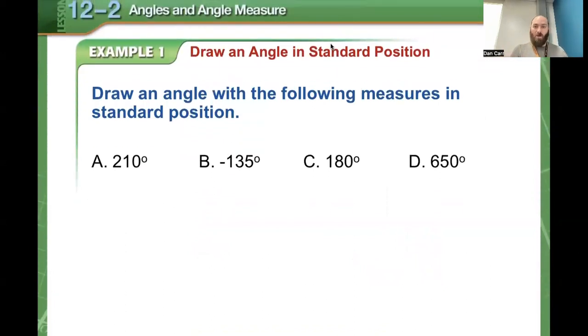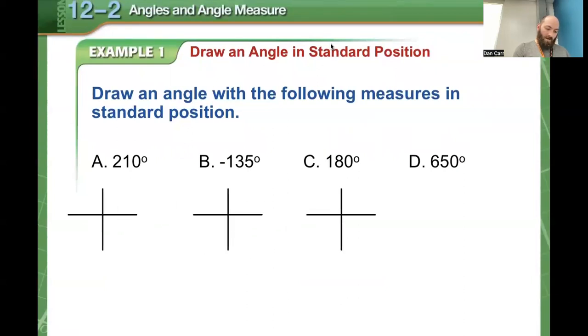So draw an angle with the following measures in standard position. So again, we got 210 degrees here. Okay, we'll go ahead and just copy that because we're going to need a bunch of those. So we'll need that here and here and here. Okay, so 210 degrees. Think about what makes sections of a circle. If I look at this part right here, we know that's 90, 180, 270, 360. Okay, those are my parts right there.